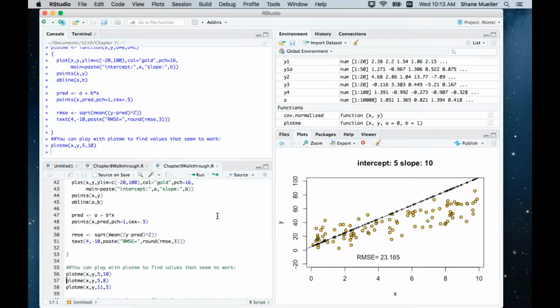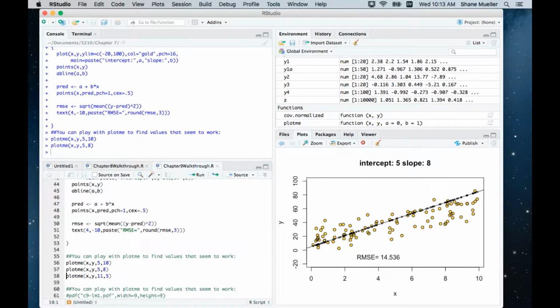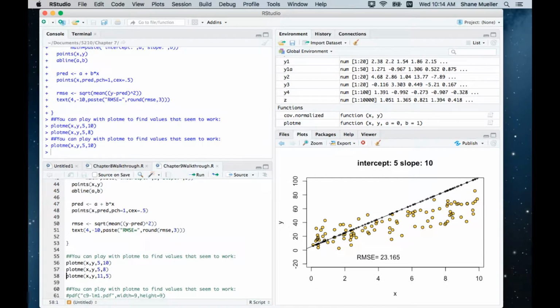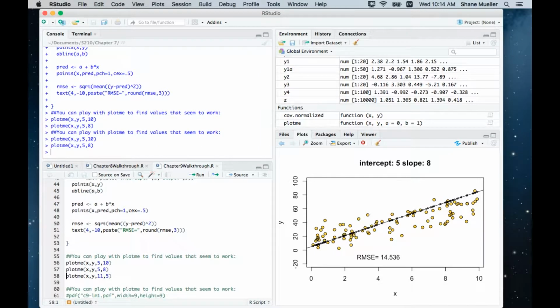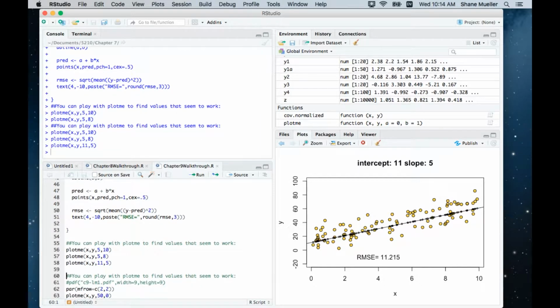And so this looks like, oh, maybe the intercept is almost right, but that slope is too high. So maybe I'll go down a little bit, and that looks a little better. In terms of this, my RMSE went down. I could try this. I increase the intercept and reduce the slope, and that gets even better.